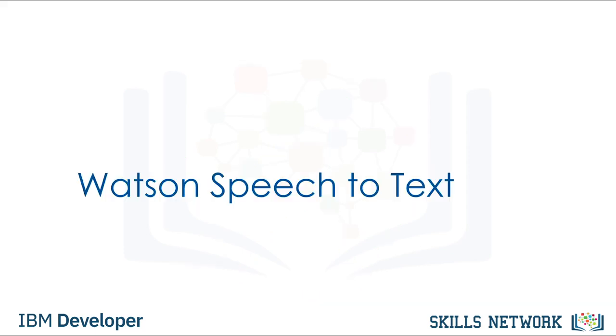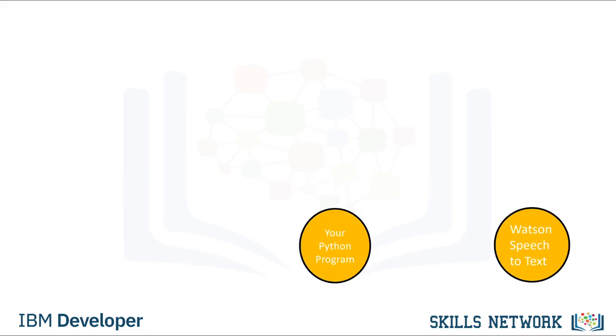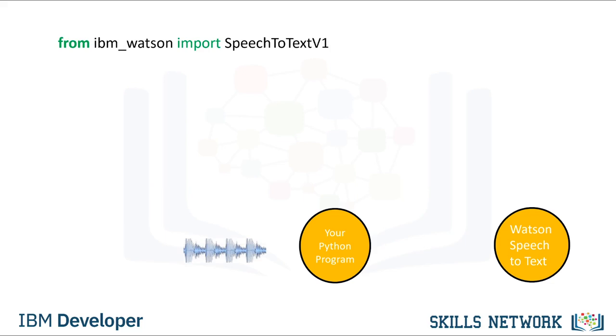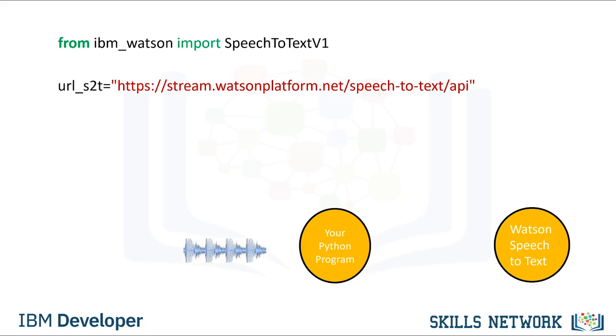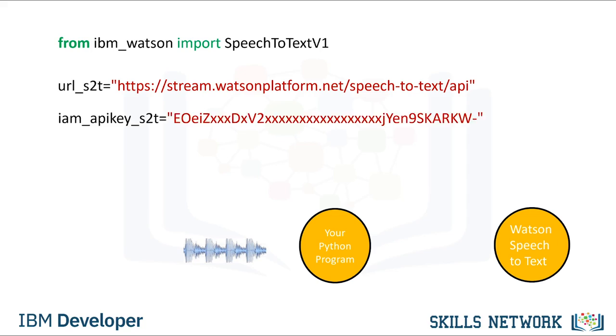Now we will transcribe an audio file using the Watson Text-to-Speech API. Before you start the lab, you should sign up for an API key. We will download an audio file into your directory. First, we import speech-to-text v1 from IBM Watson. The service endpoint is based on the location of the service instance. We store the information in the variable URL_S2T. To find out which URL to use, view the service credentials. You will do the same for your API key.